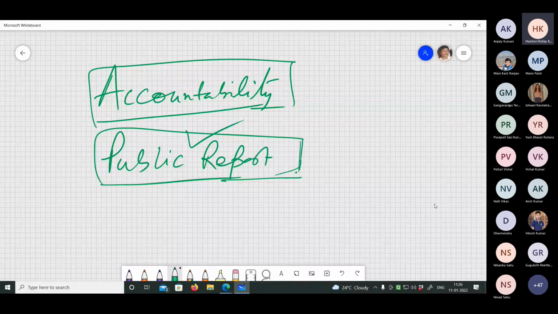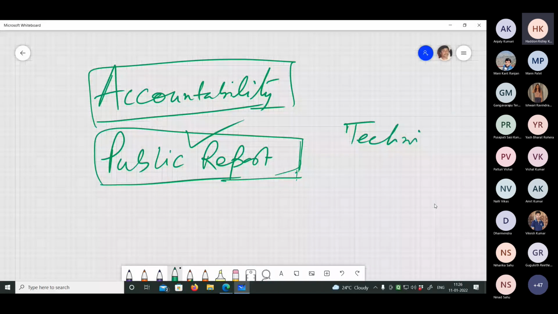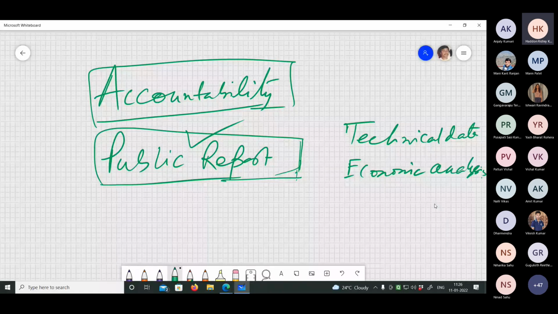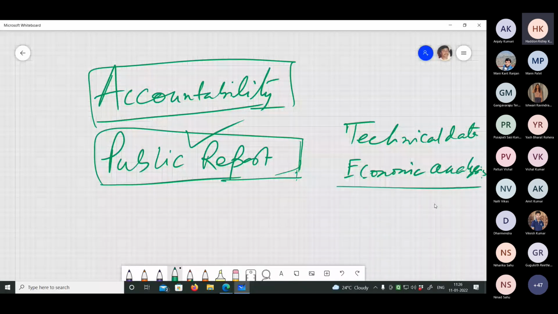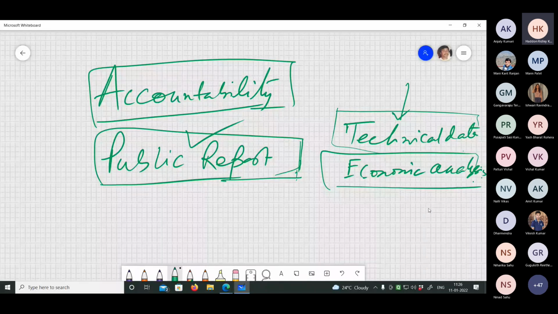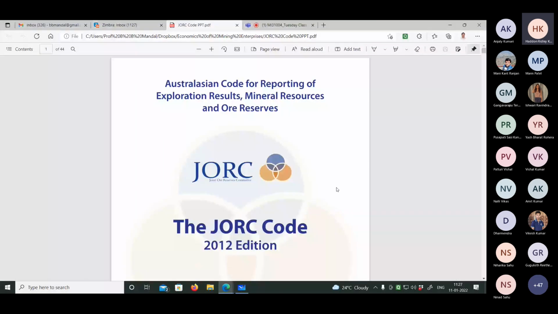And the public report has got all technical data and economic analysis, both. Even though most people will try to understand what this is, most of them will fail to understand the technical data. That is why there is a separate system of public reporting. Remember that it still largely depends on the UNFC classification, but the public reporting and the accountability is the most important part.